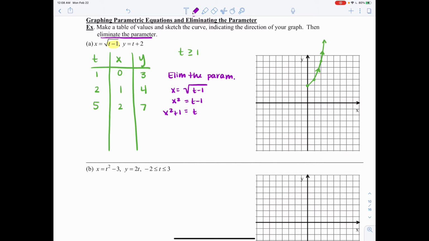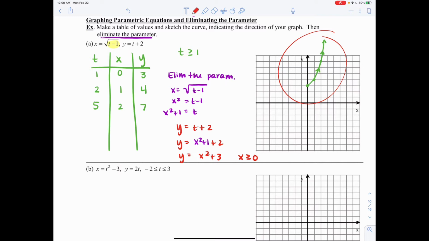I can then say, okay, well, if y is equal to t plus 2, let's take our expression for t and substitute it in so that we find out that y is equal to x squared plus 3. And that becomes pretty easy to see that this looks like half a parabola that has been moved up 3 units. However, the restrictions are that x must be greater than 0, since clearly the time restriction, or the t restriction, only gave us half of this parabola.